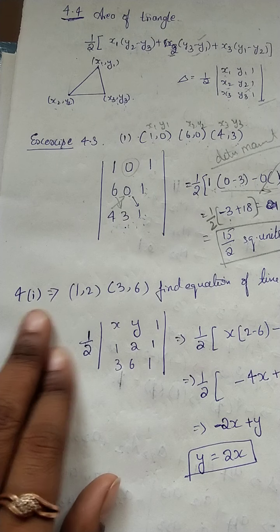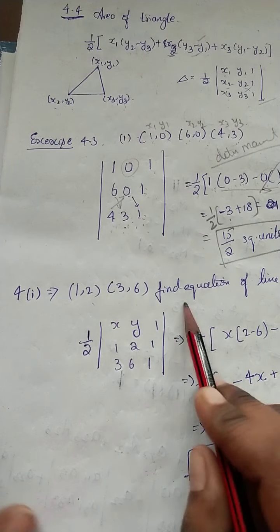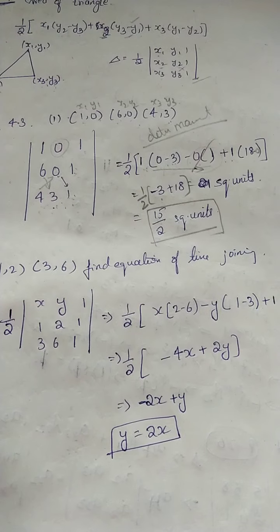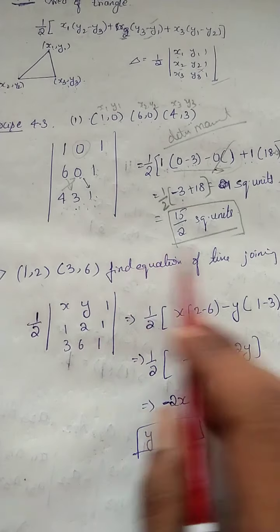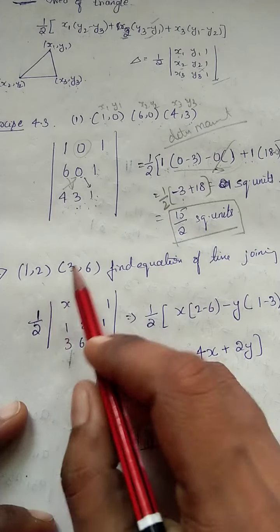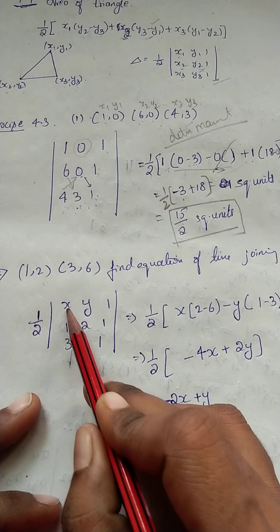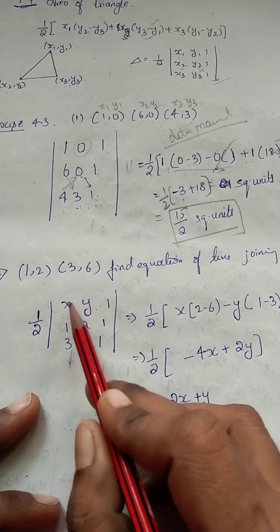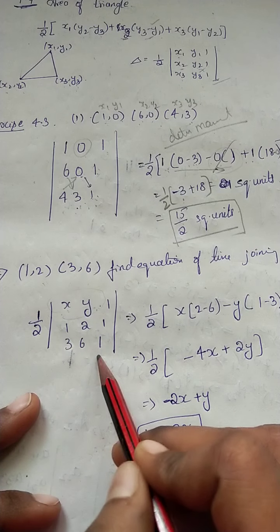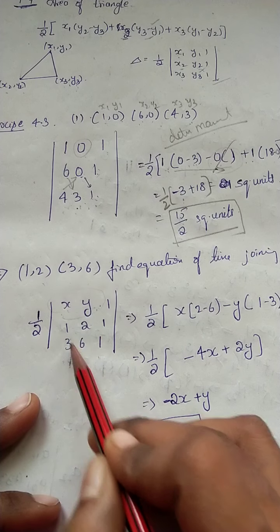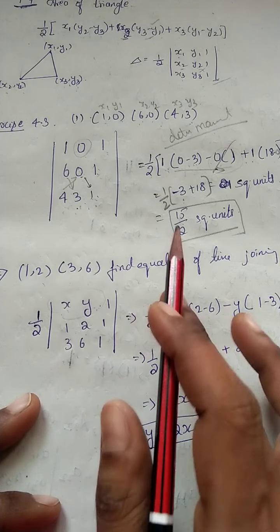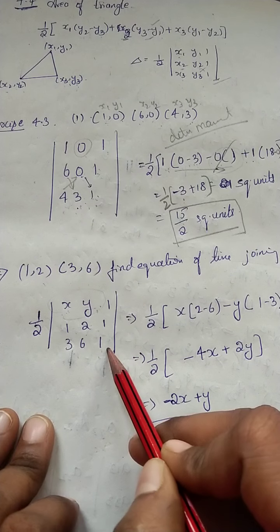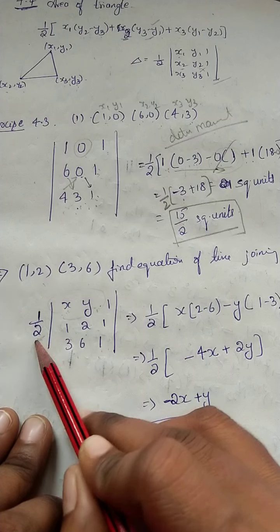In exercise problem 4.1, they give 2 points, and we have to find the equation of the line joining the 2 points. For the line joining, there will be an equation, so only 2 points they will give. First value I will consider x and y. You may consider it as the third row, and write these 2 points in the first row and the second row, no issue with that. Now I have taken x y, and the third column will be 1.